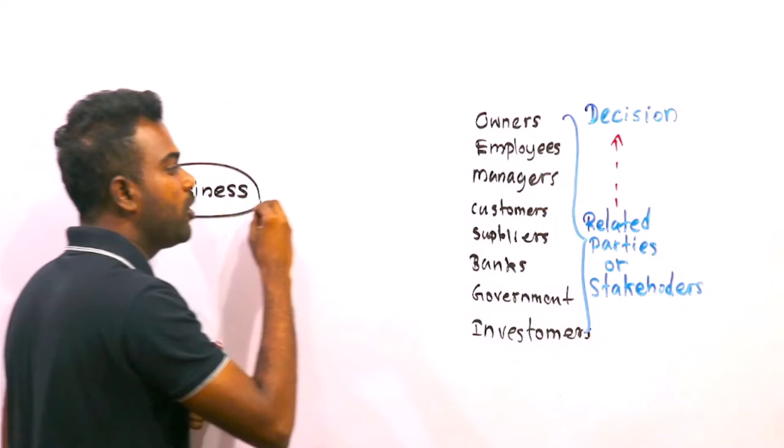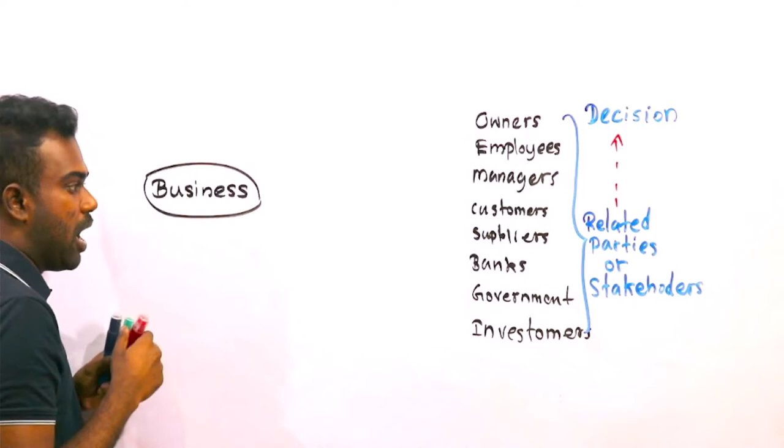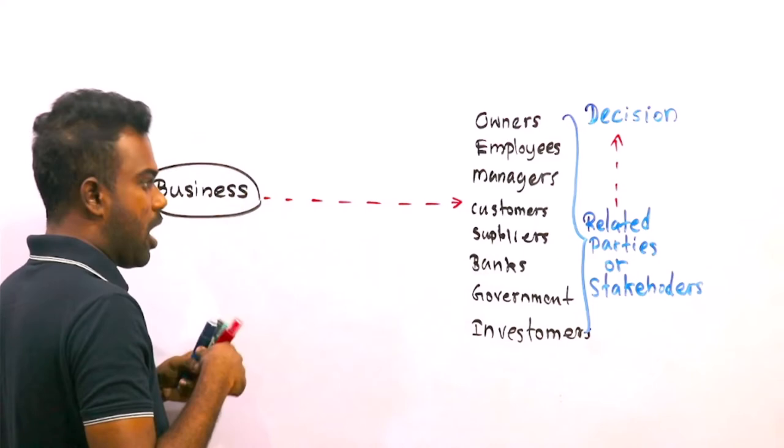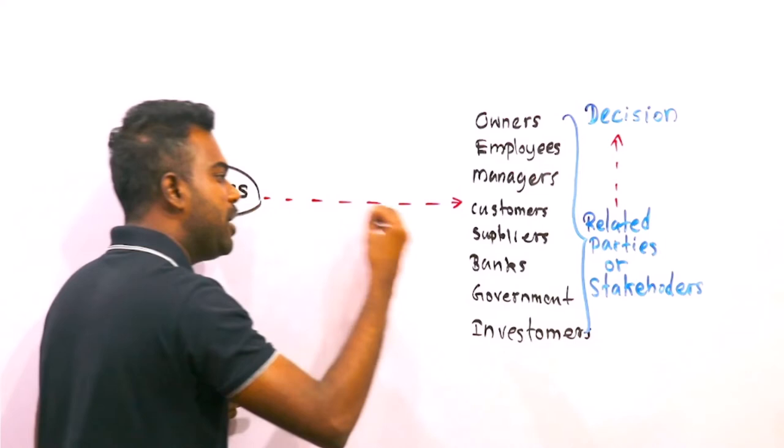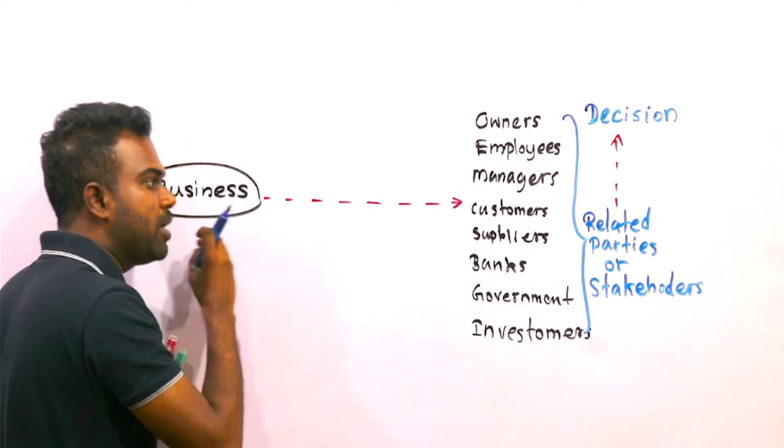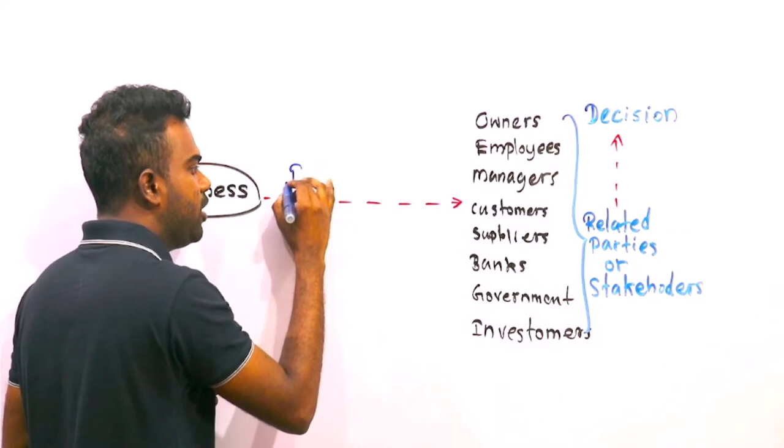So if they want to get decisions, they need information regarding the business. So the business has to provide information. The business has to give this information to these parties, because they want to get decisions. I'll write down here: information.